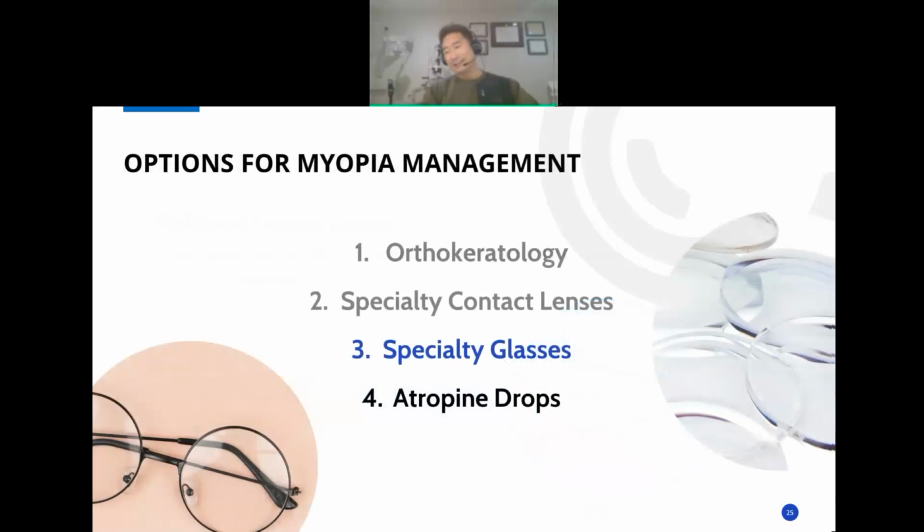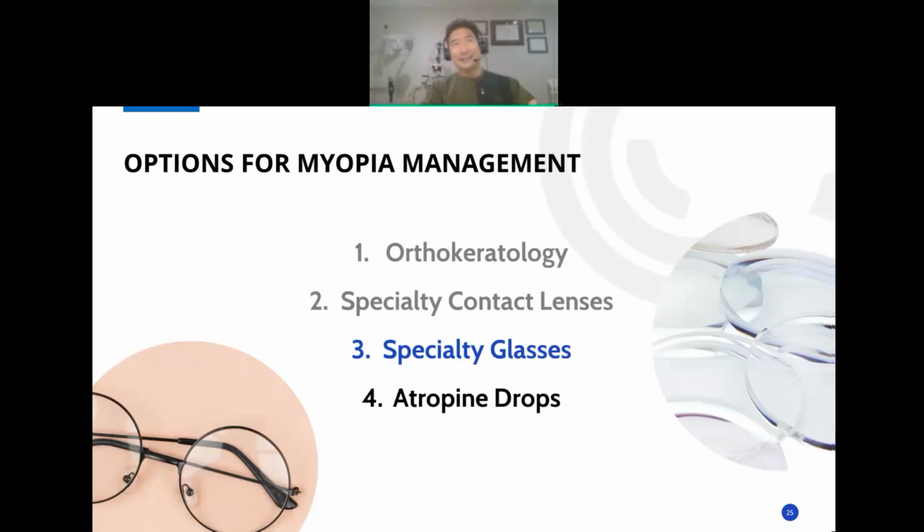Now, specialty glasses. Sometimes out of 20 patients, I'll have one patient who doesn't want to touch their eye. They don't want to put in an OK lens or a soft contact lens, and anything that gets to their eye, they start to scream. So that's when we do specialty glasses.